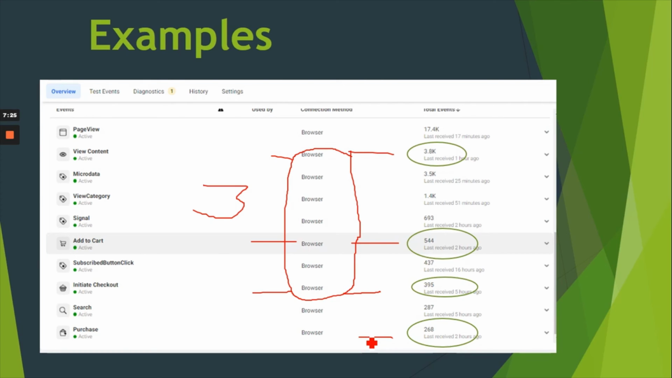So the simple formula is that if someone viewed the product but didn't add items to the cart, retarget him. And if someone has added an item to the cart but didn't initial checkout, retarget him to come back and do the initial checkout. And someone who just did the initial checkout but didn't make a purchase, just retarget them with an ad to come back and complete the purchase.